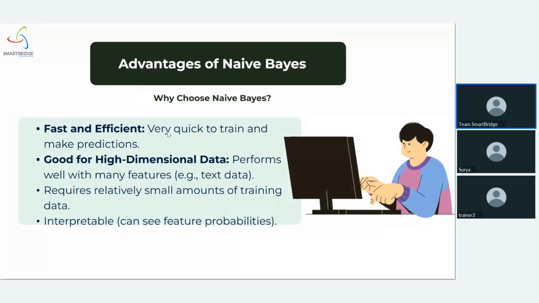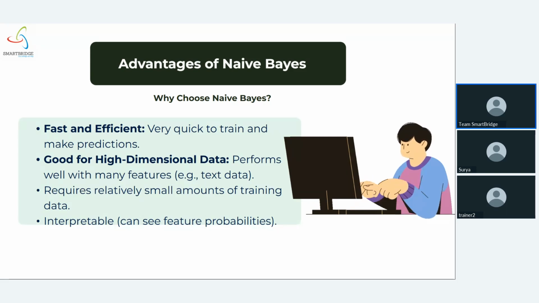So the advantage of naive Bayes is simplicity. First, we can take this as simplicity because it is easy to understand and implement. Another thing is that it is fast and efficient. It is very quick to train and make predictions. And also, even with large data sets, calculations become very straightforward.